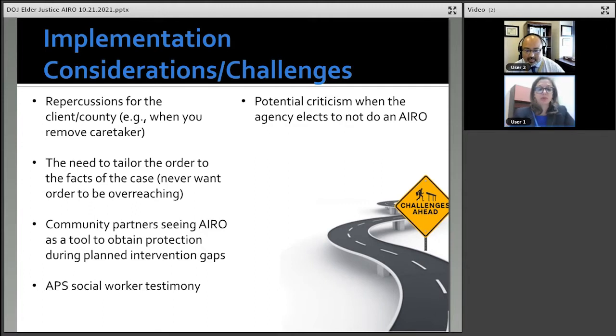So we have the information we need to be able to add it to the petition. The other thing that we want to just remind you of is that, like we said before, there are definitely repercussions when you remove a caretaker. And so you want to make sure you have those plans in place.